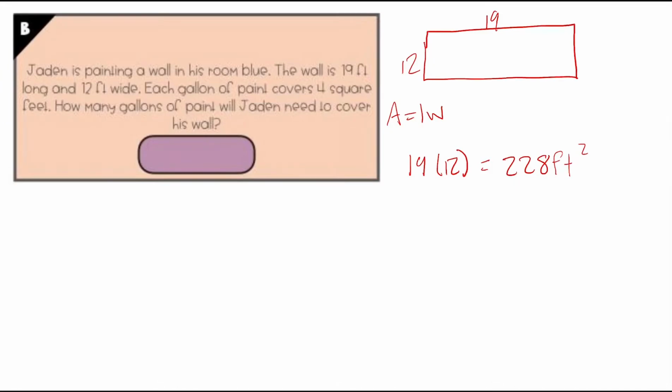But I want to know how much paint I'm going to need. And so the problem tells me that each gallon covers 4 square feet. So I need to know how many times 4 goes into 228. So I'm going to divide 228 by 4. And that gives me 57. So that tells me that I need to have 57 gallons of paint to cover my wall, which is a lot of paint.